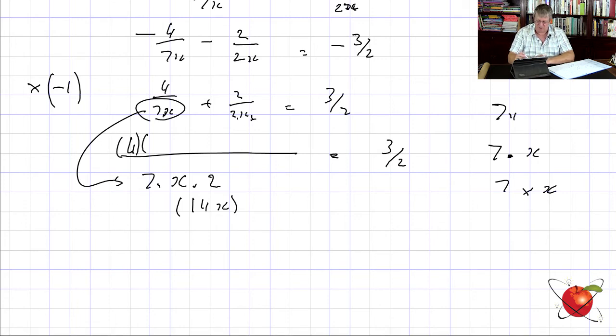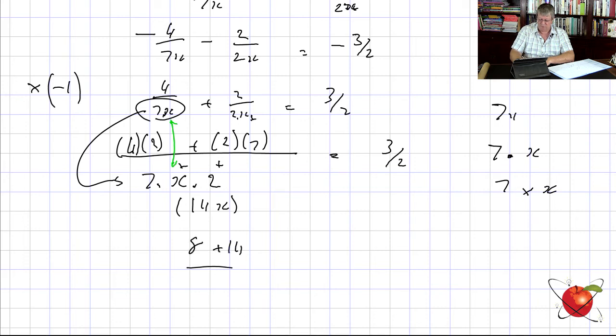What do I do with these two here? Okay. What I do there is I do the following. I actually divide the 7x into there. Can you see the 7 cancels with the 7, the x with the x, leaving us with a 2. Plus 2 times, look at this, 2 cancels there, x cancels there, leaving me with a 7. So we end up with 8 plus 14 over 14x is equal to 3 over 2.